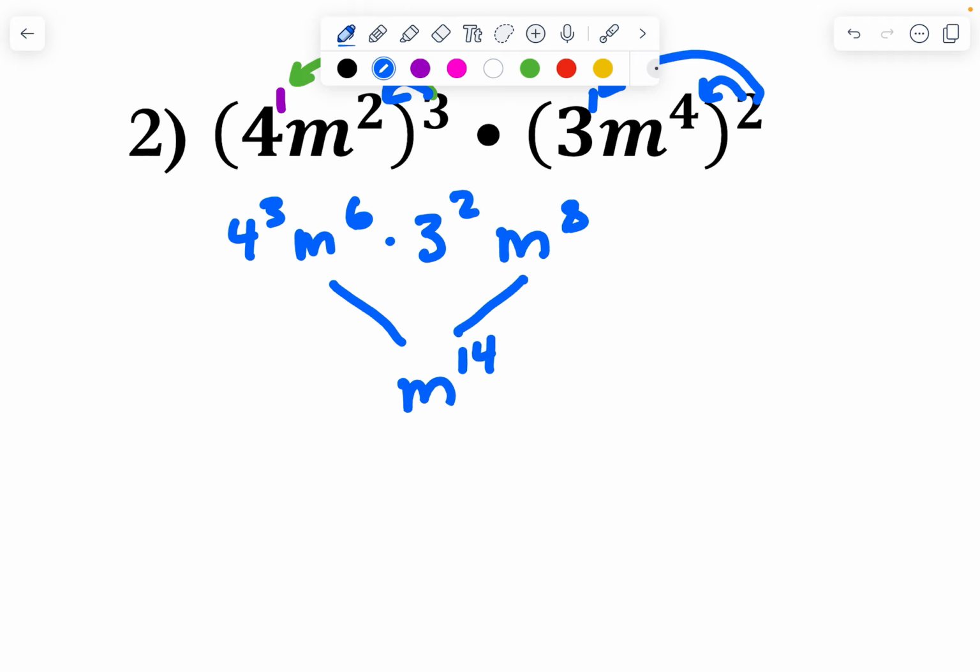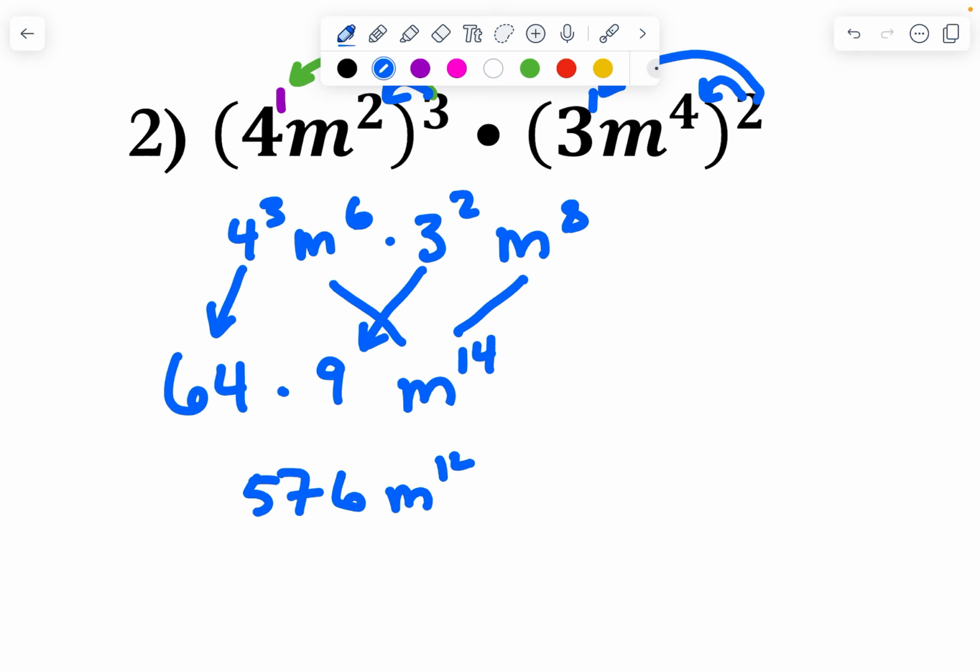And now this is just going to be 4 to the power of 3. Well, 4 to the power of 3, that's 16 times 4, which is 64. And times 3 to the power of 2 is 9. So that's where I got this: 3 squared, and I just evaluated the 4 cubed and the 3 squared. Cool. And now to finish this up, I'm just going to do 64 times 9. And 64 times 9 is 576 m to the 14th. And that is my final answer.